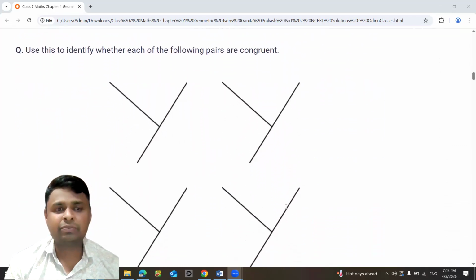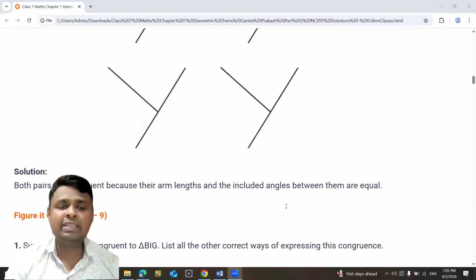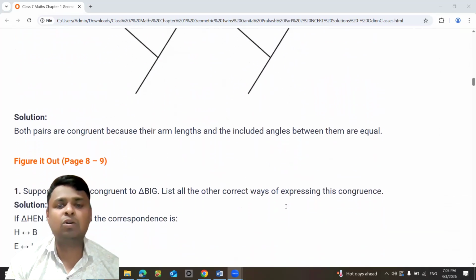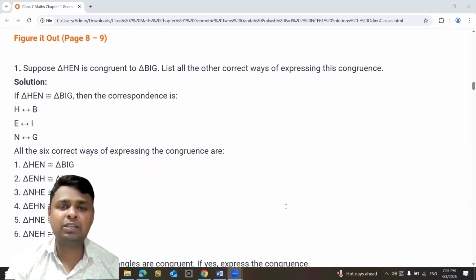Now look at this one. You have to identify which pairs are congruent. So look at the angles and identify. Both pairs are congruent because the angle and the length of the arms are equal.